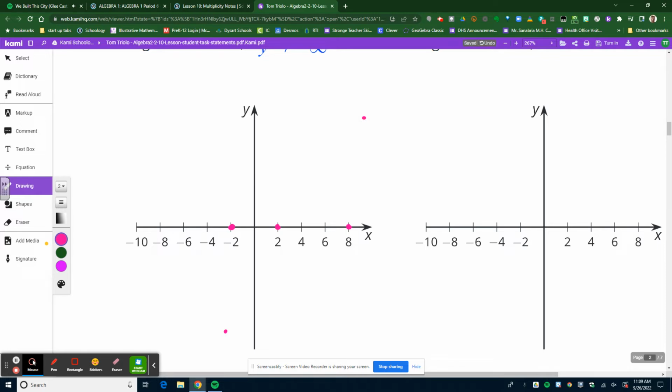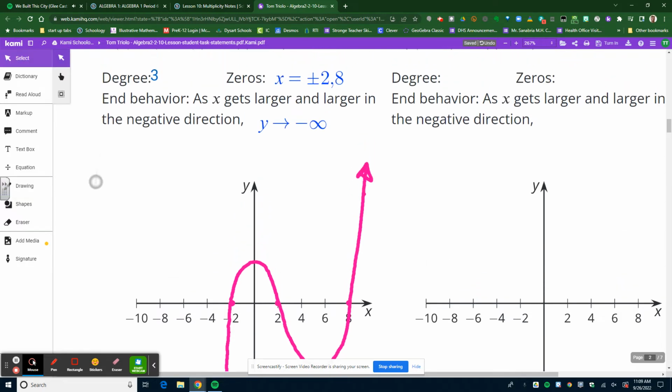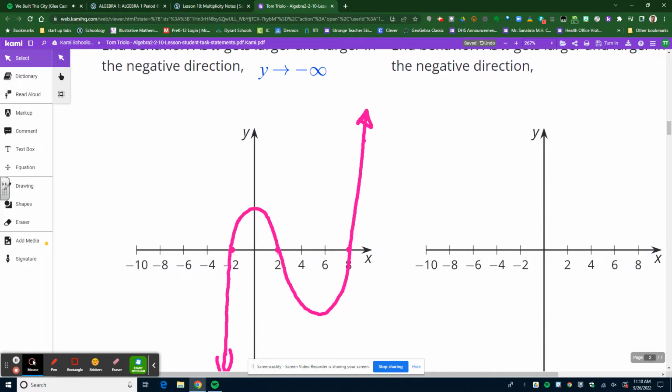And then we just start drawing. So use your finger. You're going to go up through -2. It's going to cross somewhere here. It's going to go down through 2. And it's going to go through 8. And that's it. We're going to put an arrow on each end. And that is all you need to do for that problem.